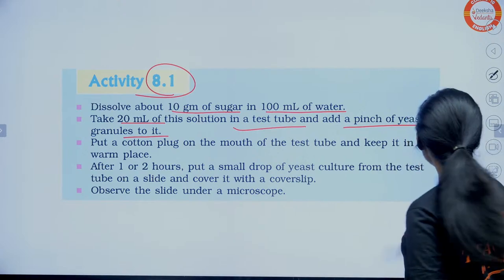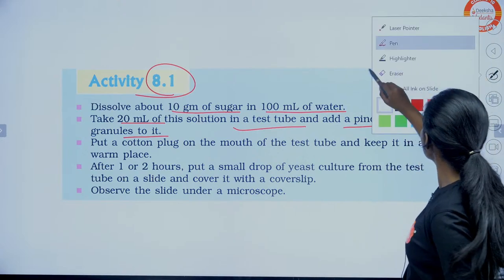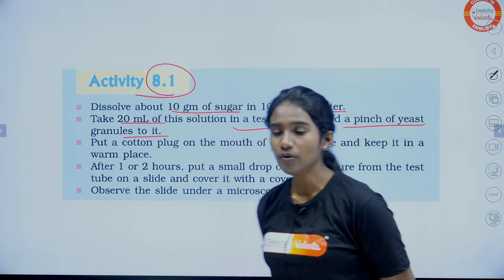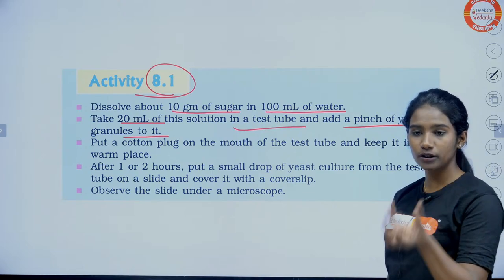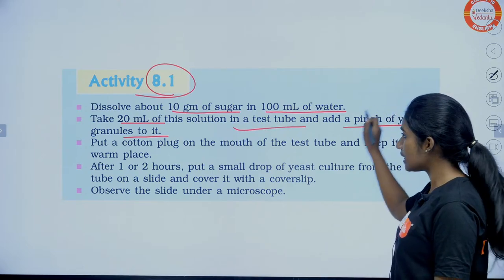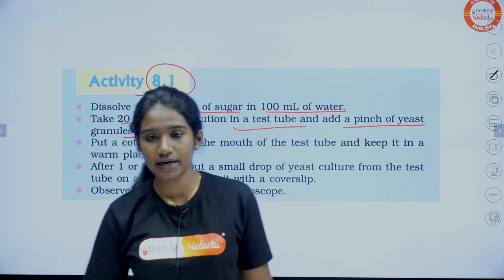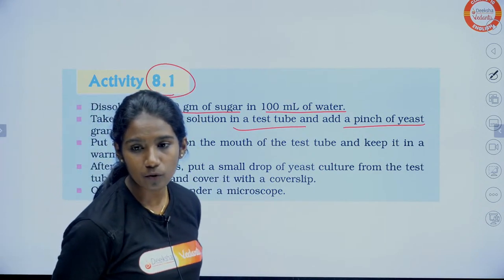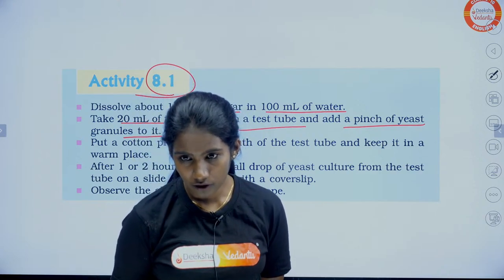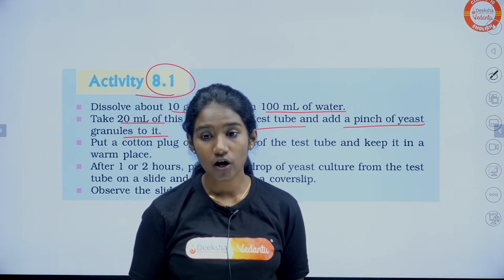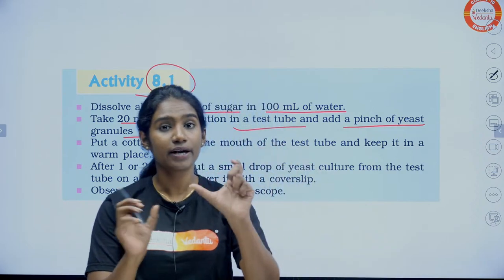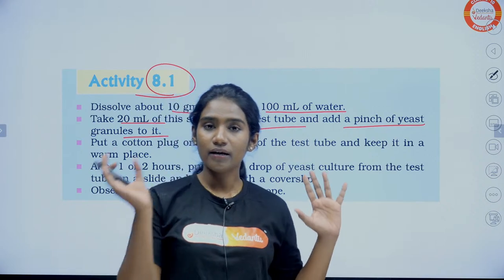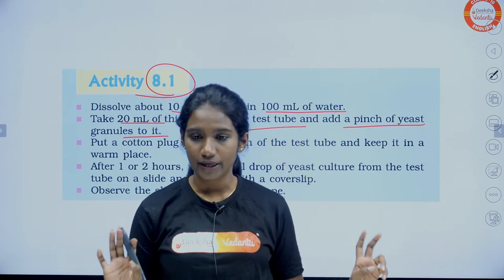Shall we move on to this then? Okay, so now again we are preparing a sugar solution, and to that we are adding yeast granules. One trait is studied in a monohybrid cross. Yes, only one character we are studying in mono. That's why it is monohybrid. Mono means single. And dihybrid means we are considering two traits.